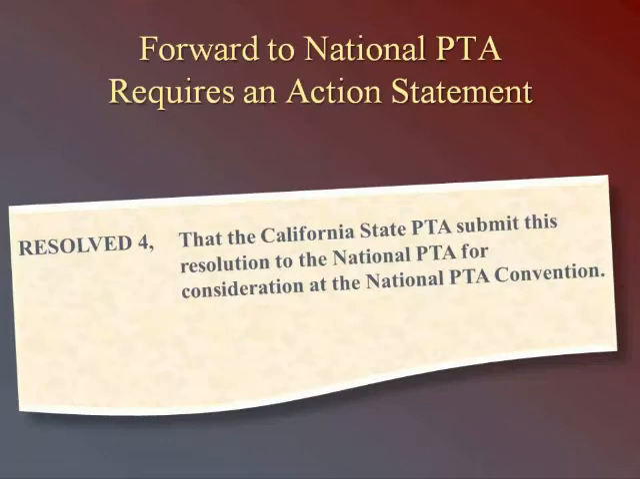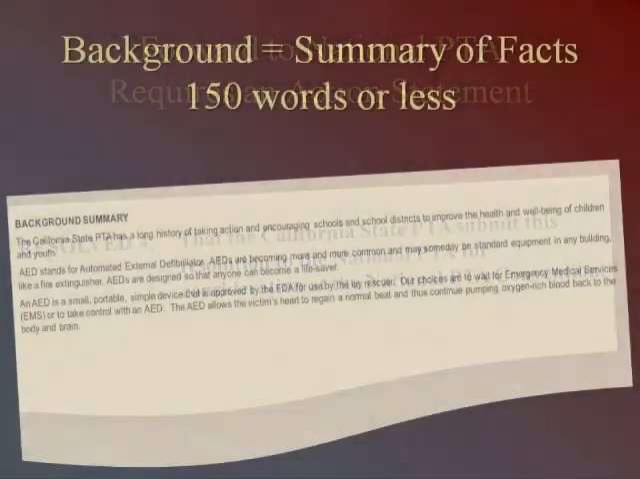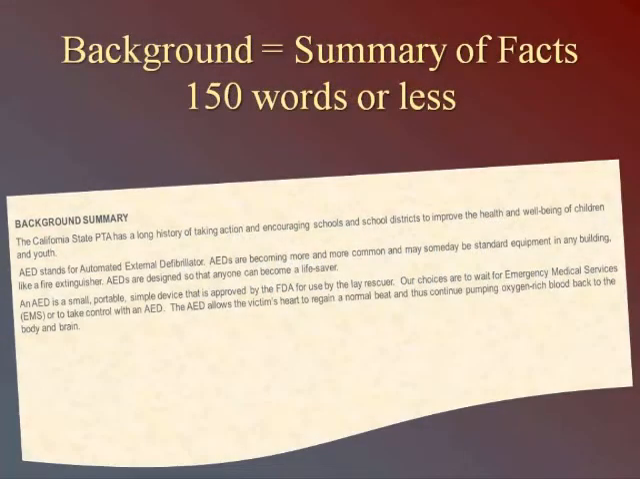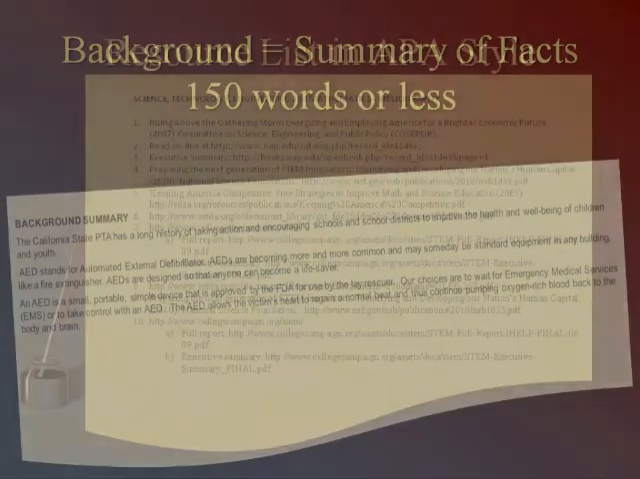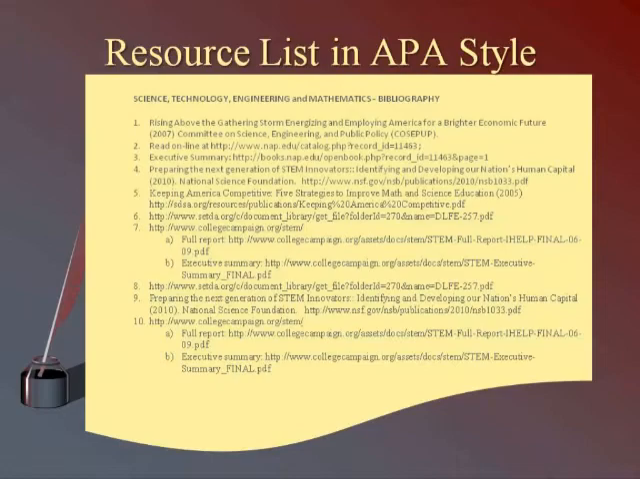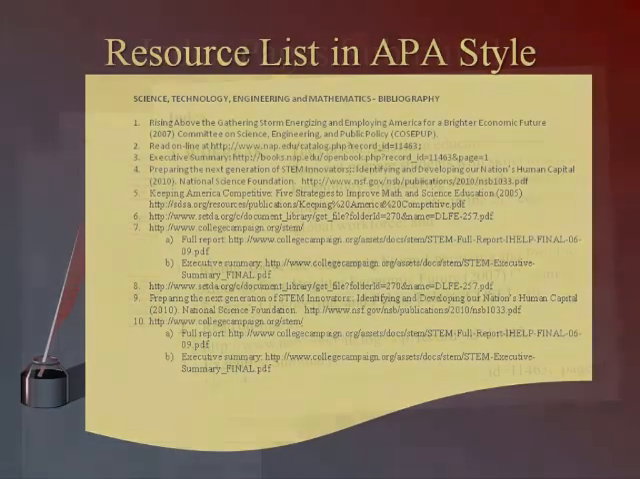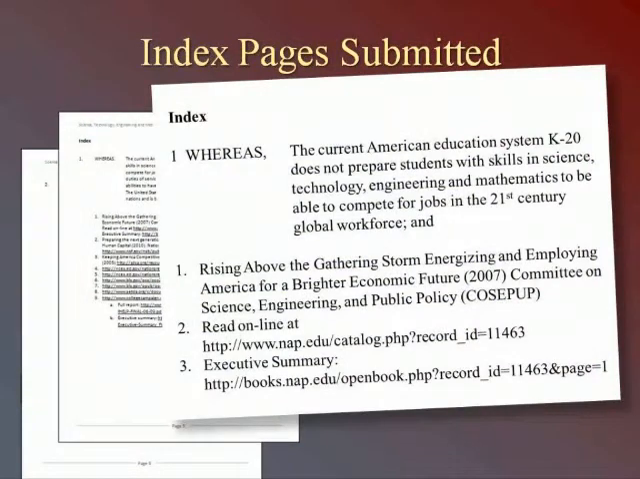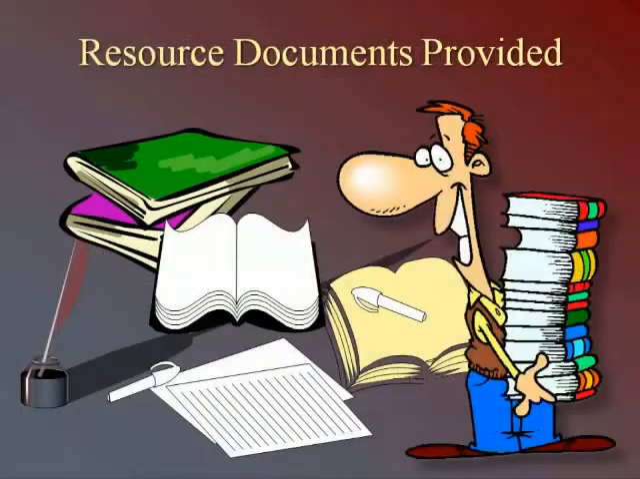The background summary must be a brief synopsis of 150 words or less of the pertinent facts substantiating each whereas and resolved statement. A list of credible resources formatted in the APA style must be provided, and which are no older than 5 years in print. An index for each whereas statement must be provided, listing at least 3 resources to validate your claim.